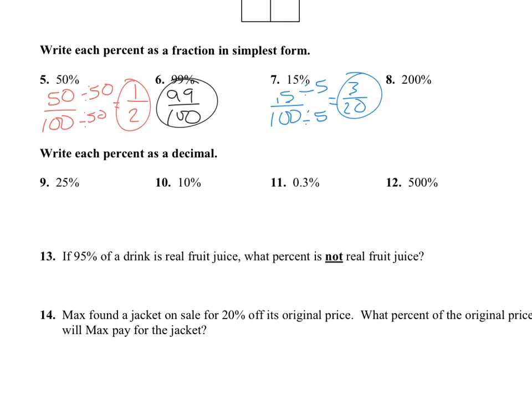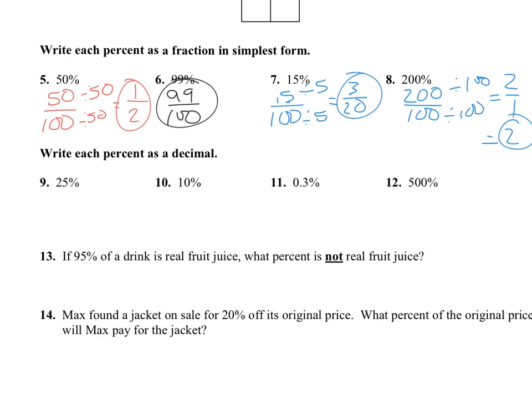On number 8, you've got 200%. So it's going to be 200 over 100. What's the greatest common factor between 200 and 100? That's 100. So I'm going to divide both the numerator and the denominator by 100. So I end up with 2 over 1. And then if you wanted to, you would reduce 2 over 1 all the way down to 2.